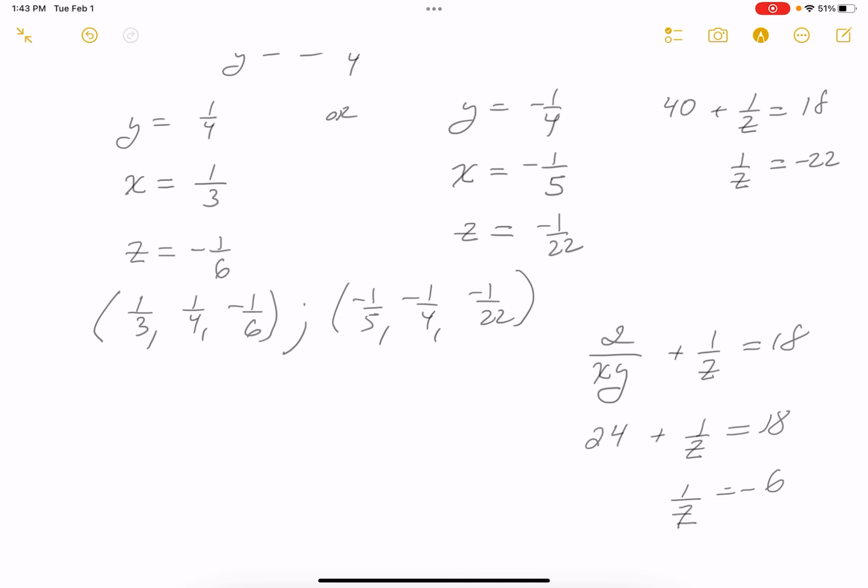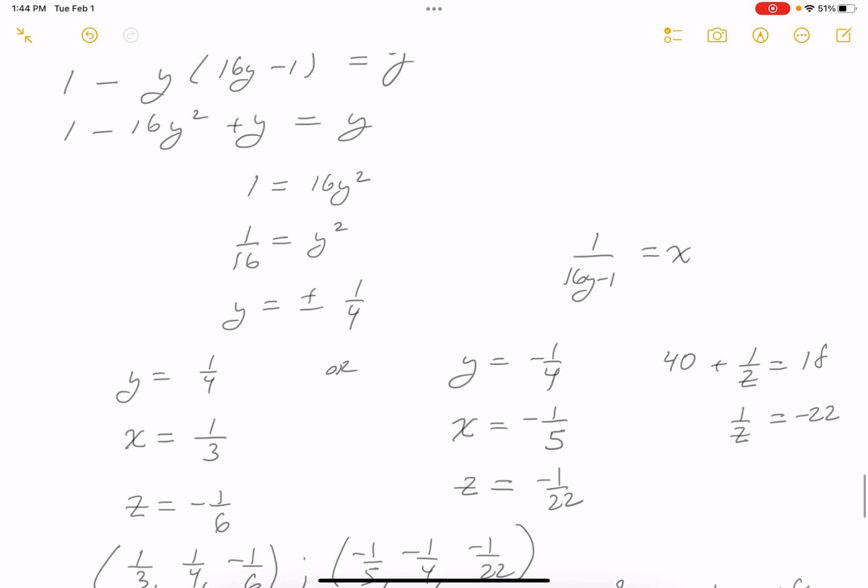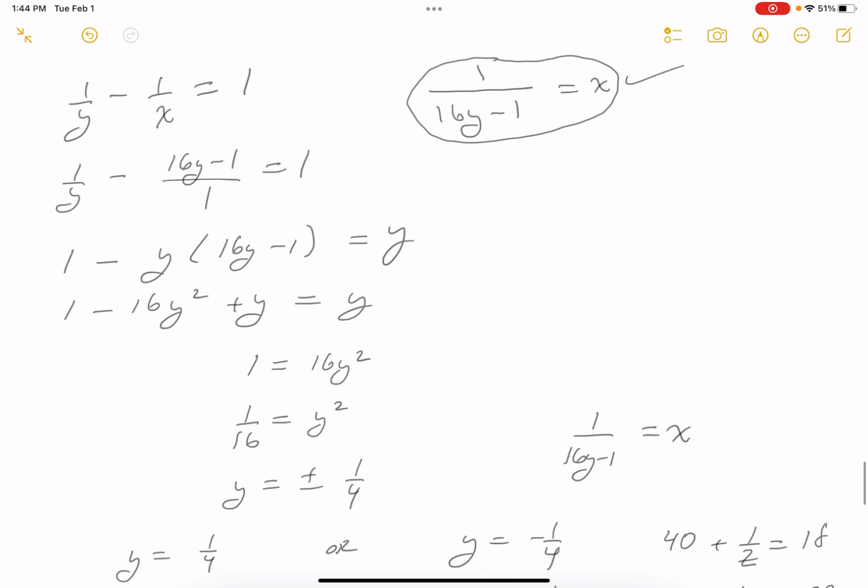All right, let's go look at the key, and I'll look at the first one, 1/3, 1/4, minus 1/6, minus 1/5, minus 1/4, minus 1 over 22. I feel good about it, and by feeling good about it, I certainly want to move on, all right? So let's call it quits there. We did it.